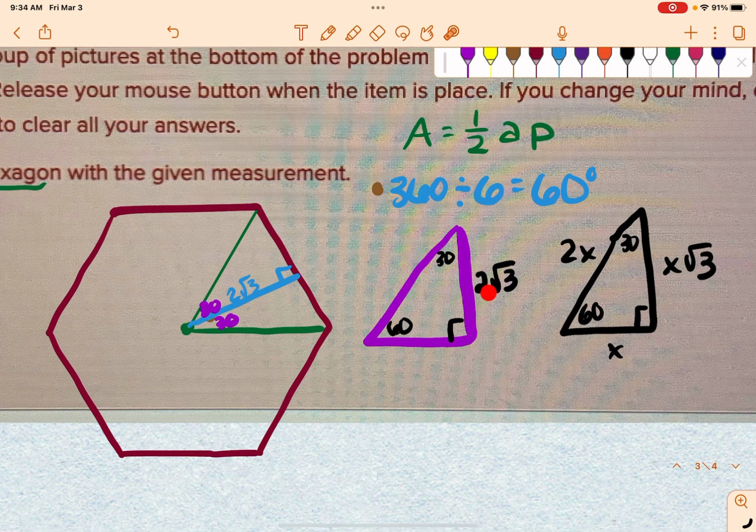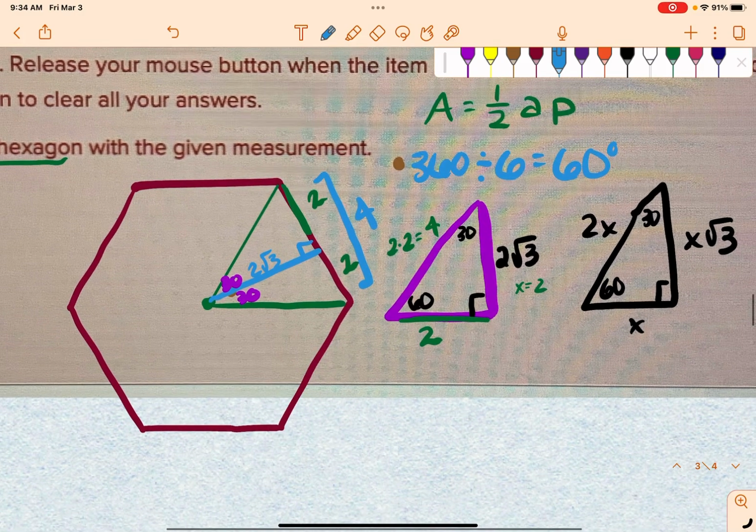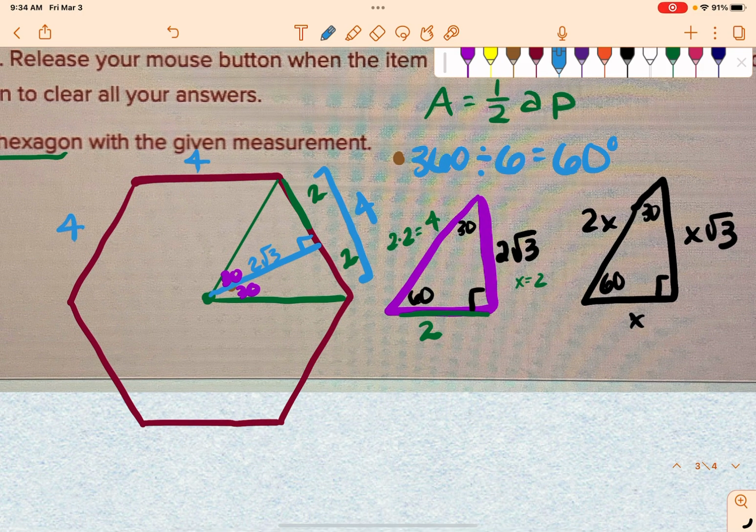So if this is 2 square root of 3 and this is x square root of 3, this x part would have to be 2. So this side would be 2. This would be 2 times 2, which would be 4. Now, what's kind of nice about that is this side right here matches this. So if this is 2, this one is 2, which means this whole side is 4. Now, if it's a hexagon, that means all of these would have to be the same. It's a regular hexagon. Those are all going to be 4. So that means that my perimeter is going to be 4 times 6, which is 24.